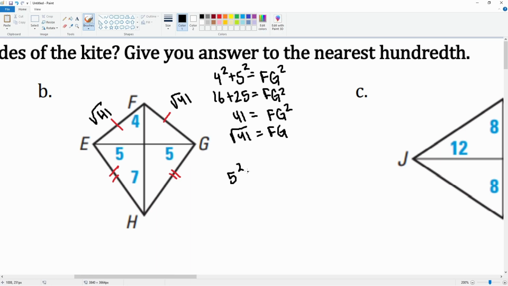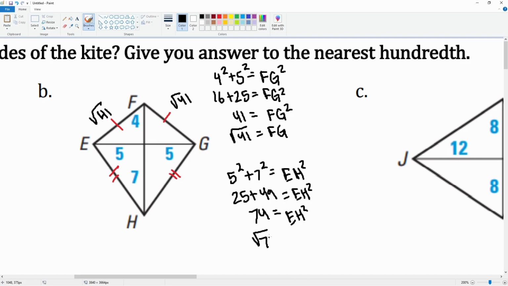Then next we have 5 squared plus 7 squared is equal to EH squared. This is 25 plus 49 is equal to EH squared. You have 25 plus 49 is equal to 74, equal to EH squared. Square root both sides, you get square root 74 is equal to EH. So this is square root 74. This is also the square root of 74.